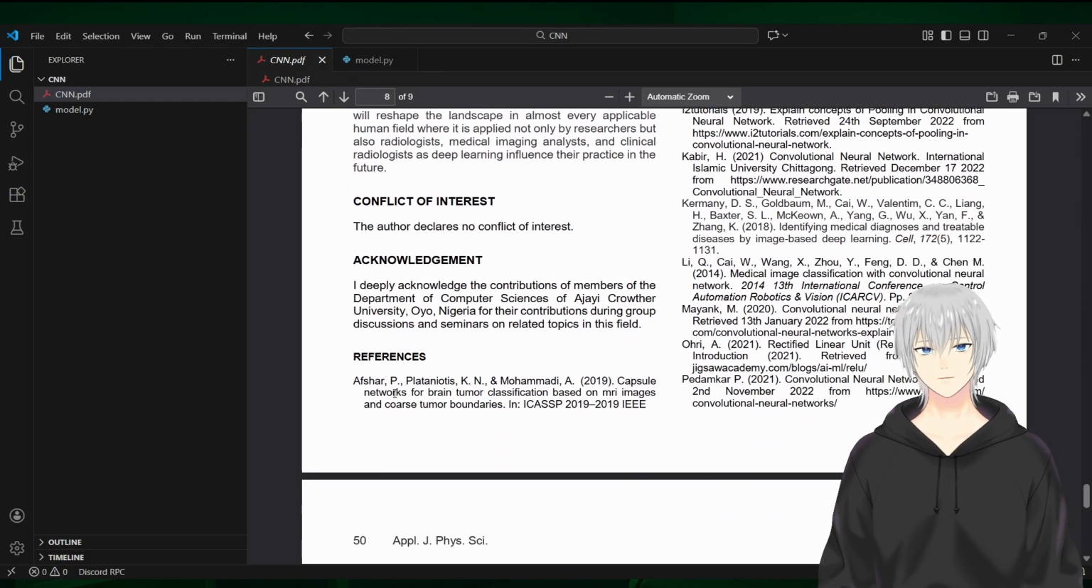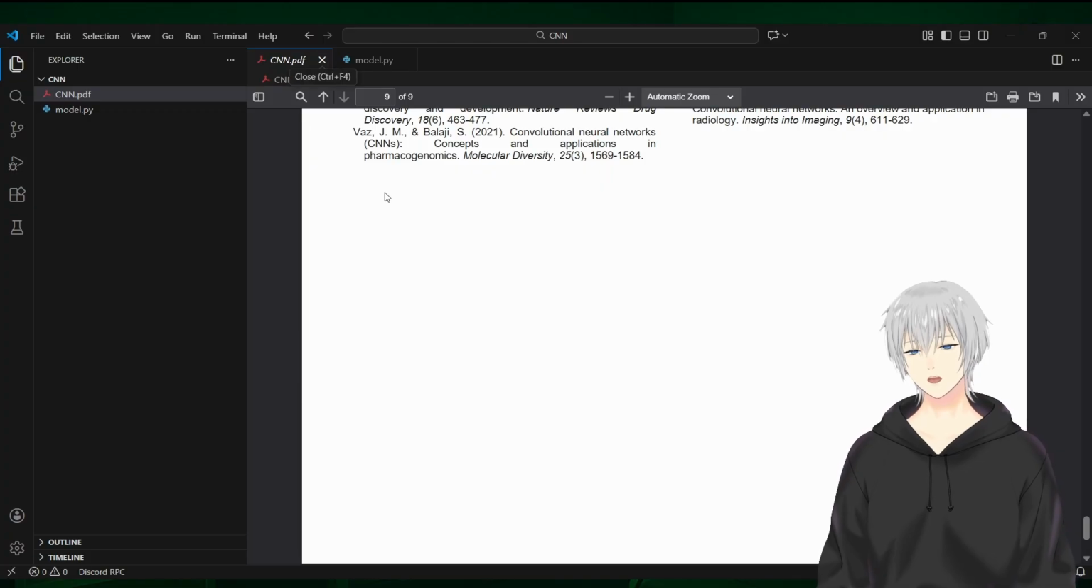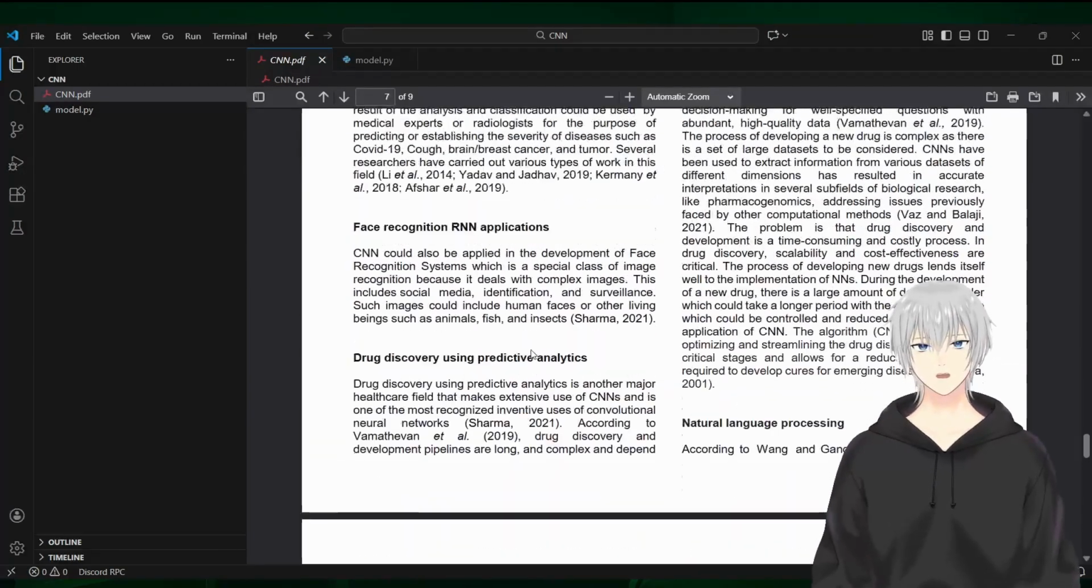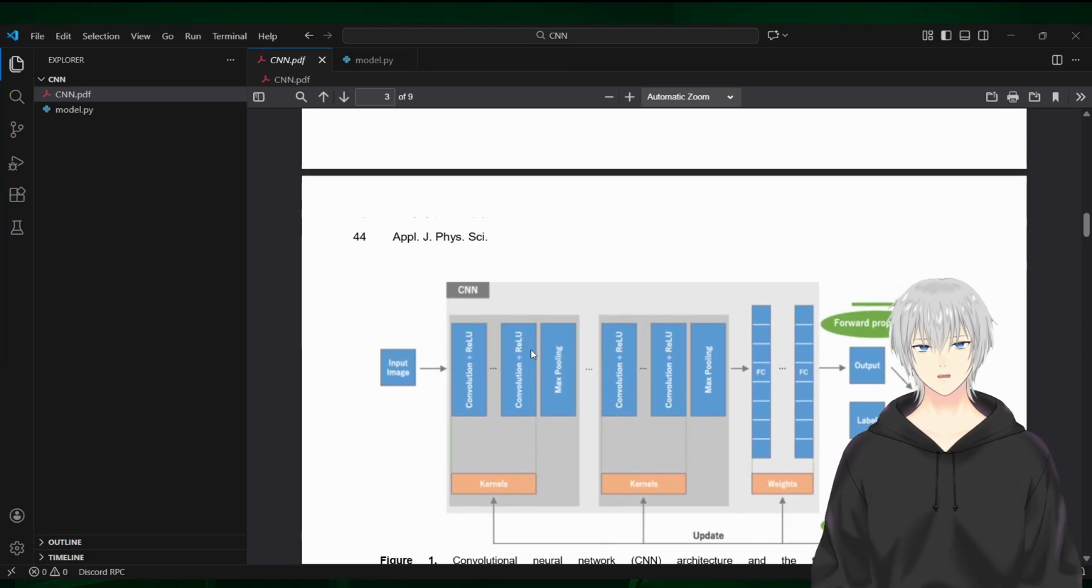Oh, there we go. And that was the end of the research paper. Now we can go and apply this practically. Now let's see.